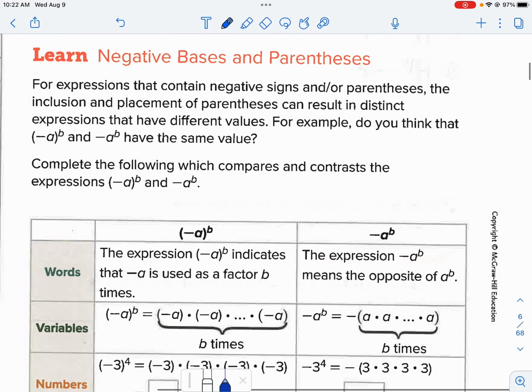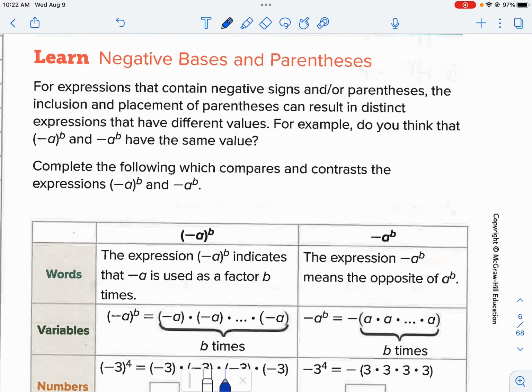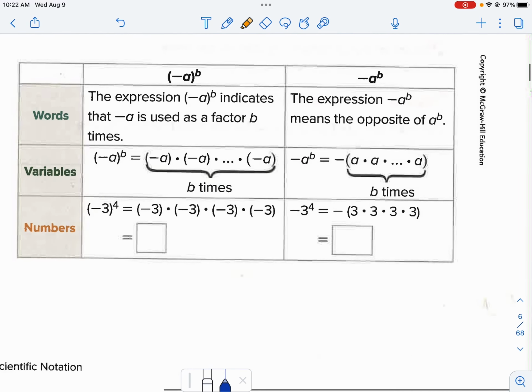Okay, now we're going to deal with negative bases in parentheses. For an expression that contains negative signs and or parentheses, the inclusion and placement of the parentheses can result in a distinct expression. So that means that these two right here mean two totally different things. They will not have the same outcome most of the time. Okay, so let's look here.